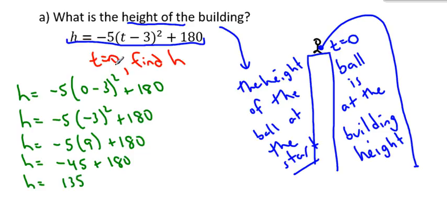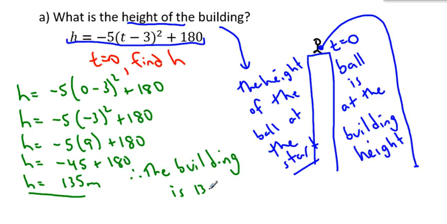So when t equals 0, the height of the ball is 135 meters, and therefore the building is also that high. And there might be a little give or take there, but that's the best we can do with the information.